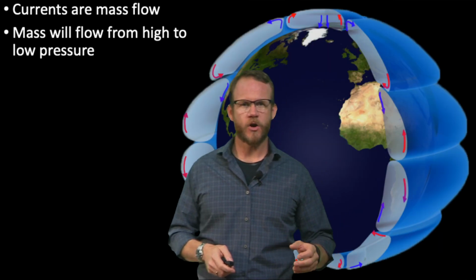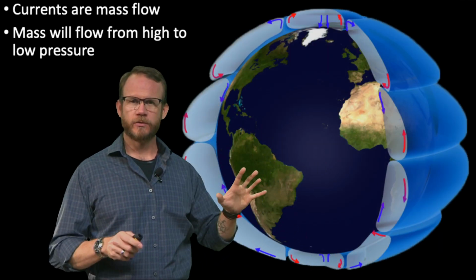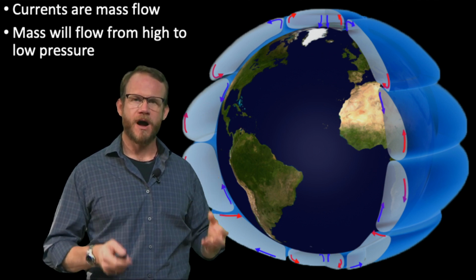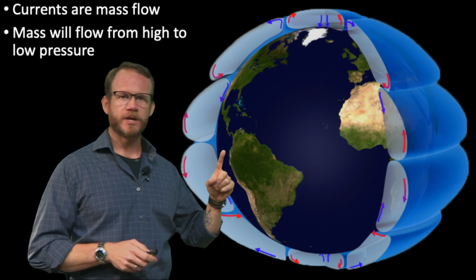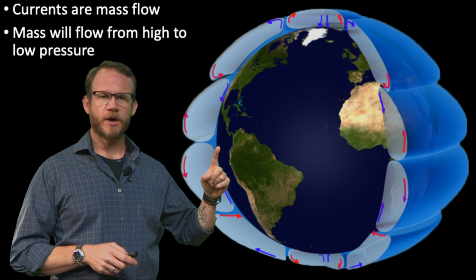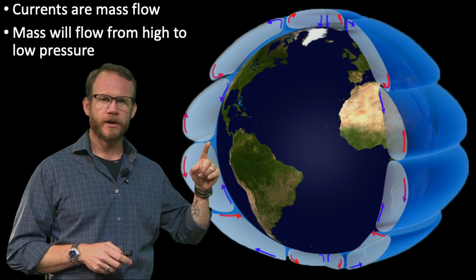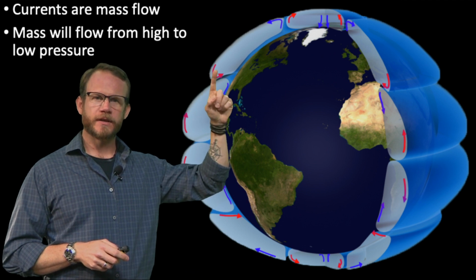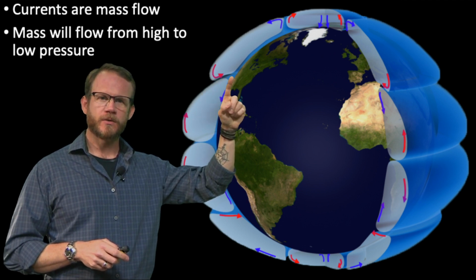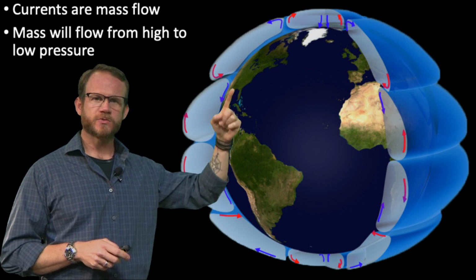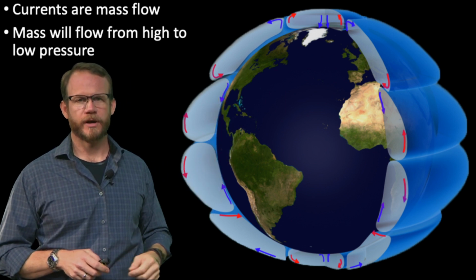So when you look back on our planet, currents are mass flow. We already know that a current is mass flow, and mass will flow from high to low pressure. So here, when the air heats up in the tropics, gets less dense and rises, we create this little low pressure area. And then up here where the air cools off and sinks, we create this little high pressure area. And because of that, that mass will want to flow from the high to the low pressure area.